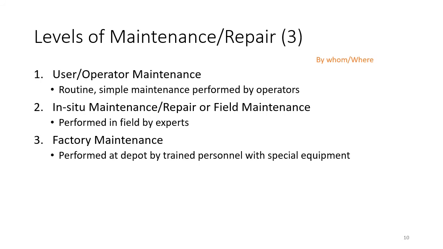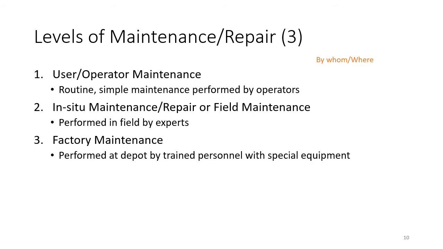Levels of maintenance is the term that's used in the Systems Engineering Handbook. This identifies who does it, where they do it, and how complex the maintenance is. The first class the handbook defines is user operator maintenance, which has to be routine, simple maintenance performed by the operators, typically in the field.